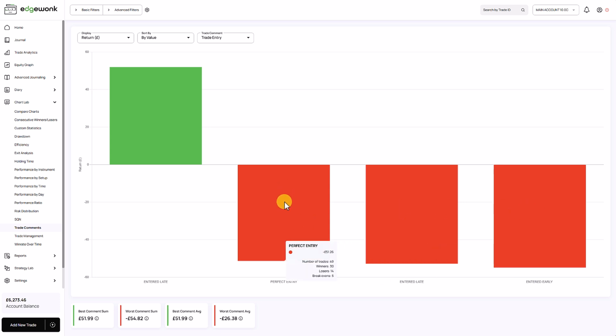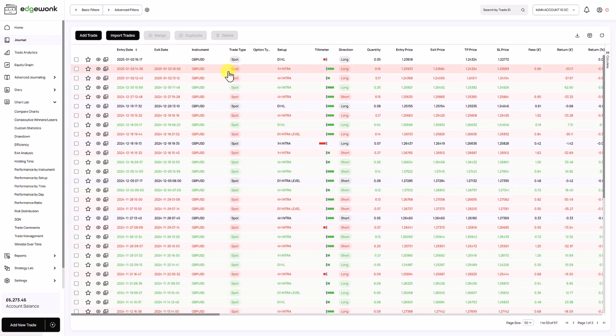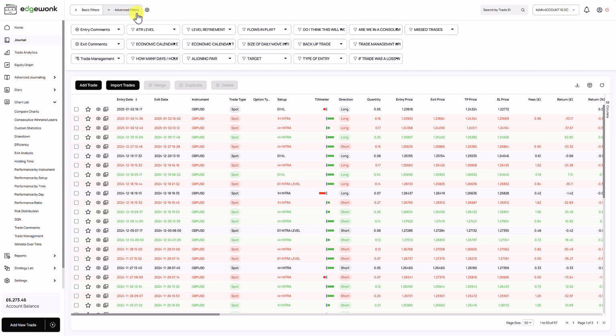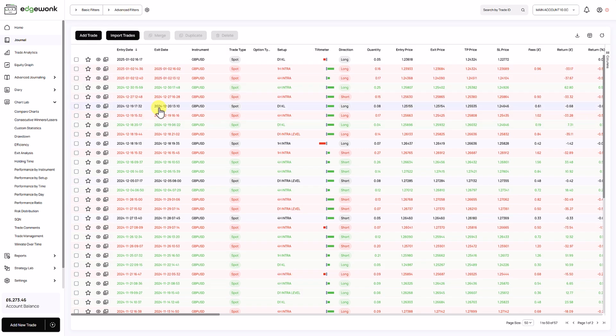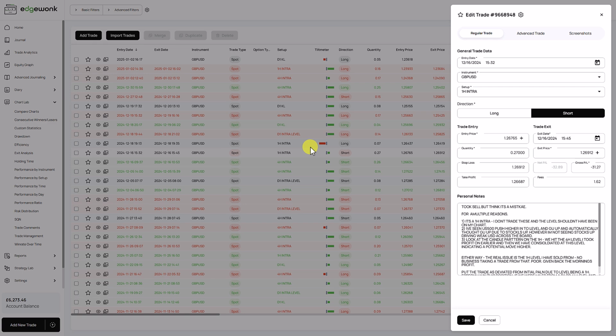And I was puzzled and I didn't know what to make out of this. 49 trades and he is losing quite a lot of money. Then I went into his journal and I pulled up a few trades, and what you can do is you could also use the advanced filter and look at the perfect entry trades, but I looked at them manually one by one.